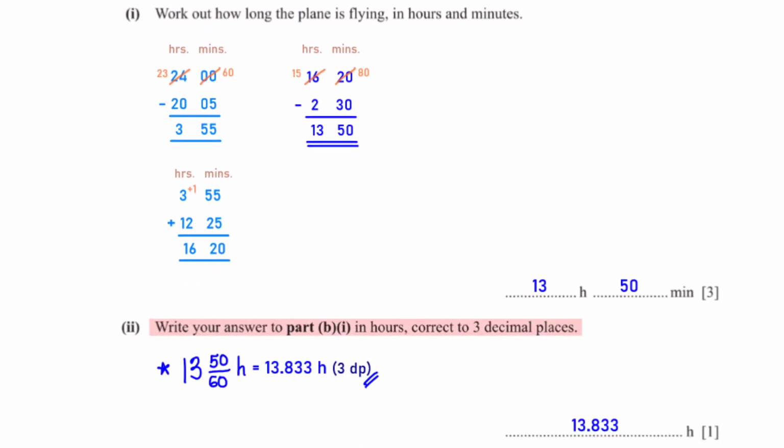Write your answer to part B(i) in hours, correct to 3 decimal places. Our answer to part B(i) was 13 hours 50 minutes. To convert 50 minutes to hours, we divide 50 by 60. When we type this into the calculator, we get 13.833 hours, rounded to 3 decimal places.